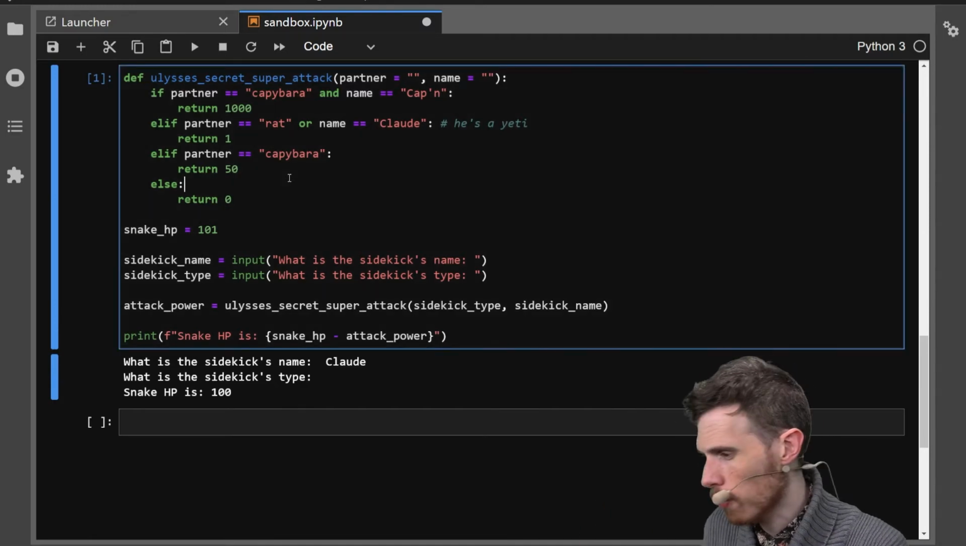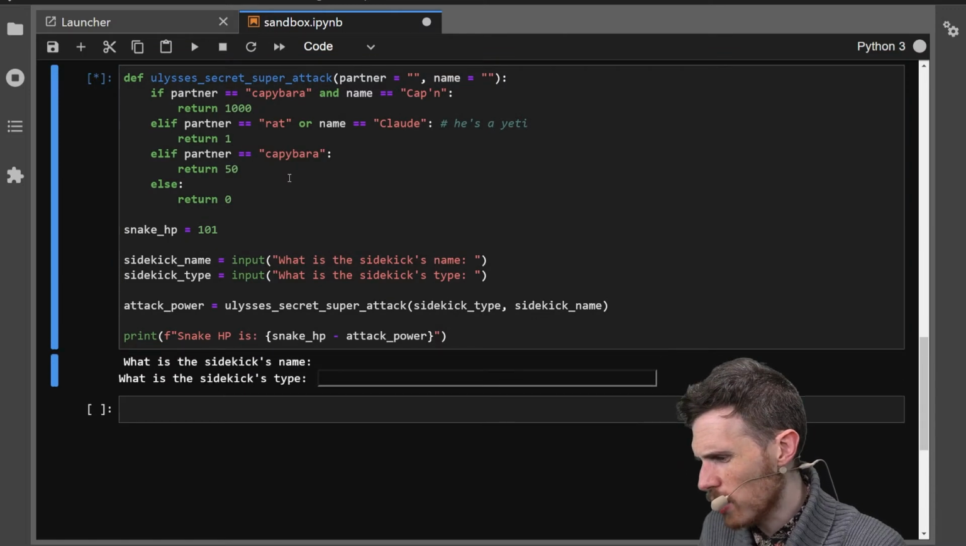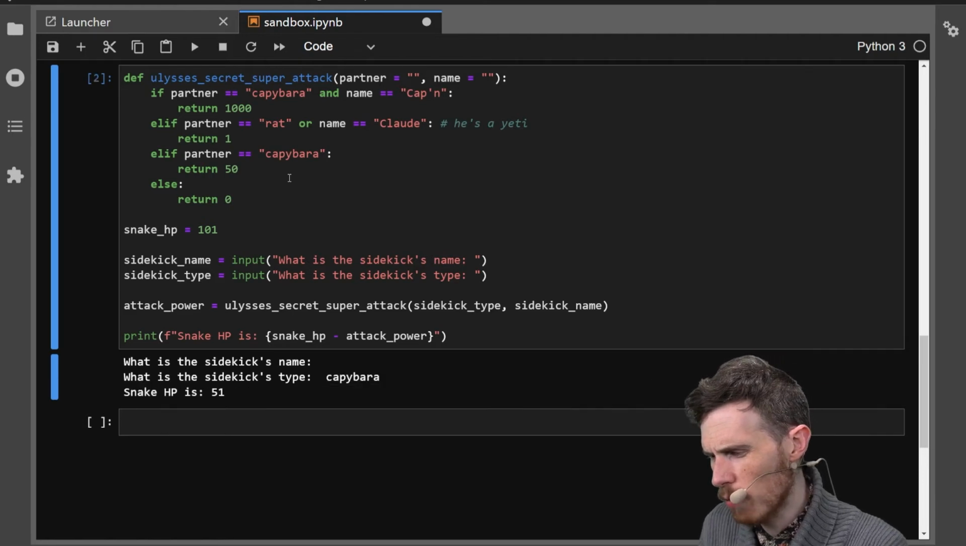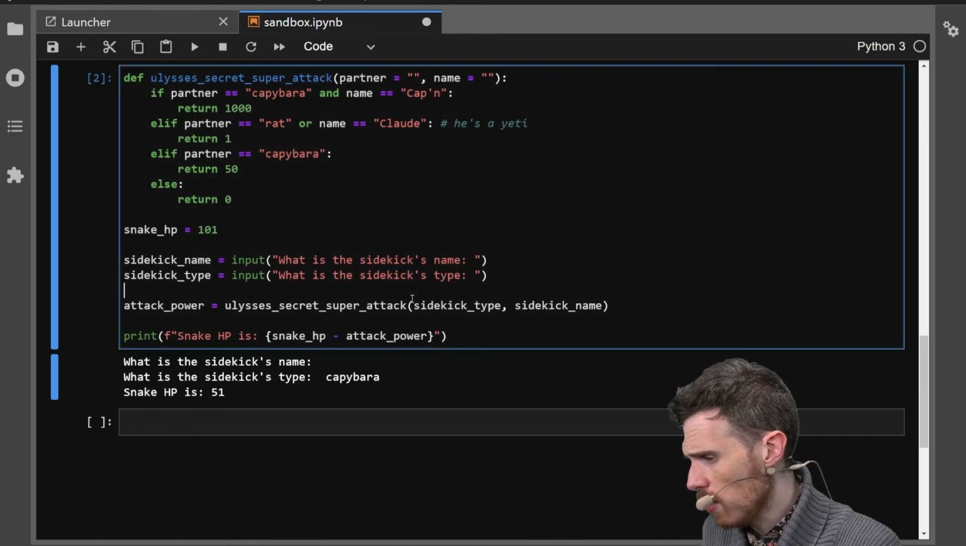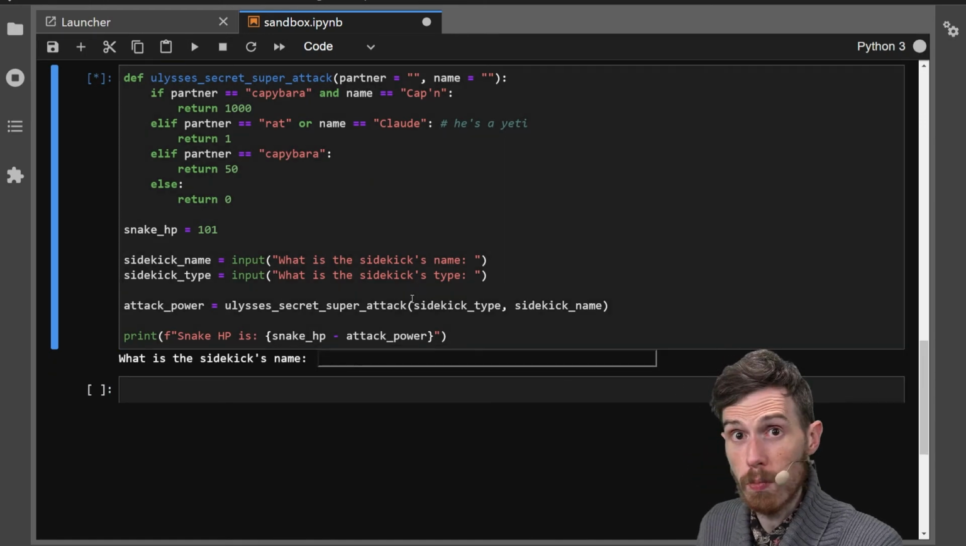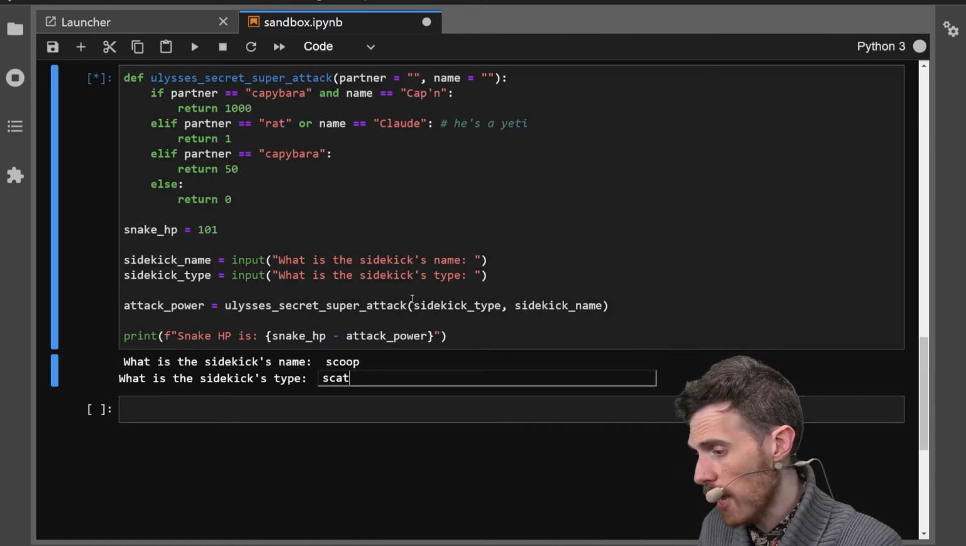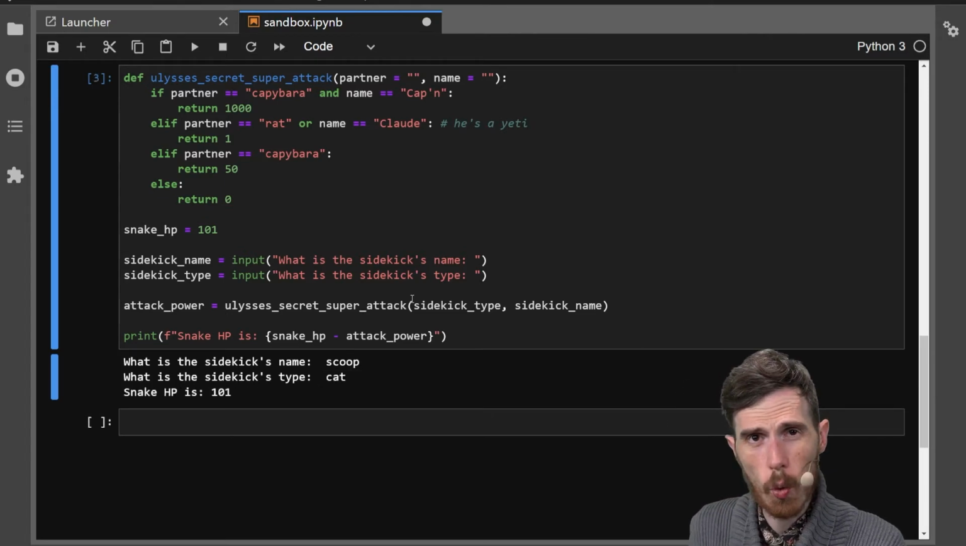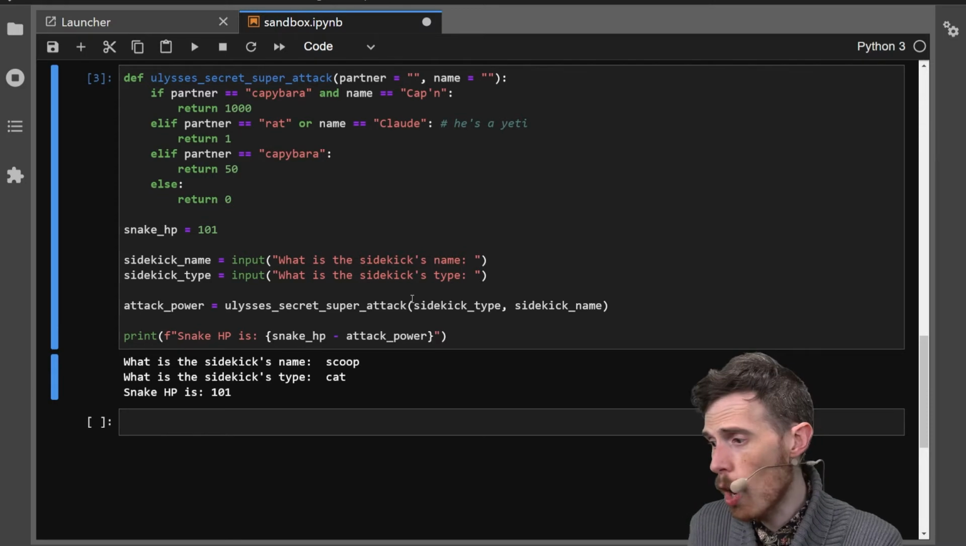Let's try another case. So the name's not clear, but it's just a capybara. So we should think that 101 minus 50, we should have roughly about 51. So yeah, it looks like that happened. All right. So let's say, oh, Scoop shows up. And Scoop's a cat. Well, that's a 0. So that has the 101. Nothing happened. Again, we're just going down the tree here.